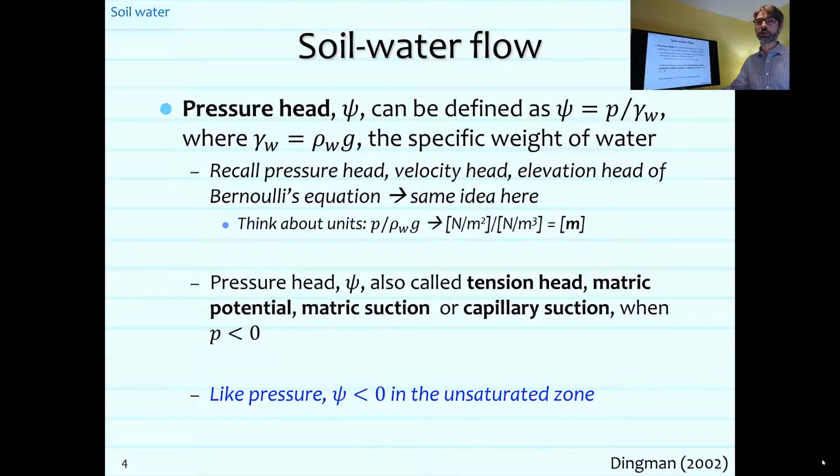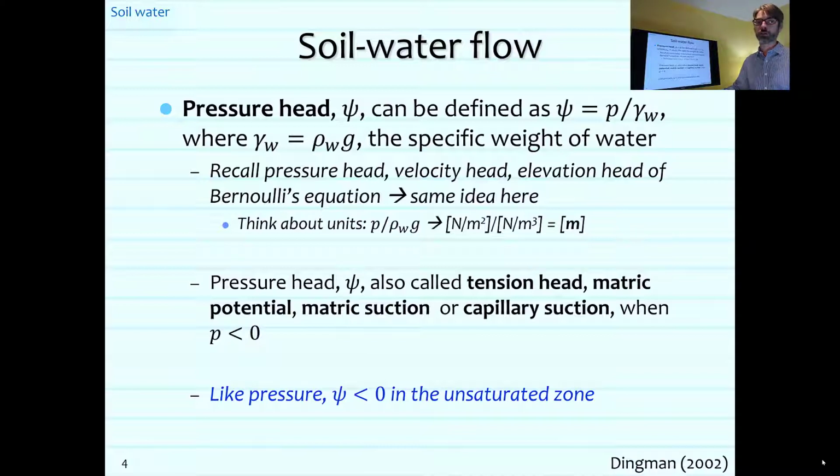Pressure head, or psi, can be defined as psi is equal to P over gamma W, where gamma W is rho W g, or the specific weight of water. Remember, we've seen this term before in Bernoulli's equation. We have pressure head, velocity head, and elevation head. It's the same idea here, and so the units are going to be in length or meters.